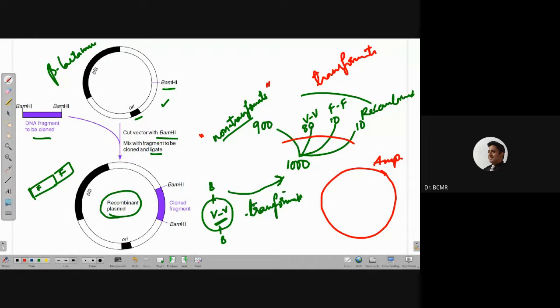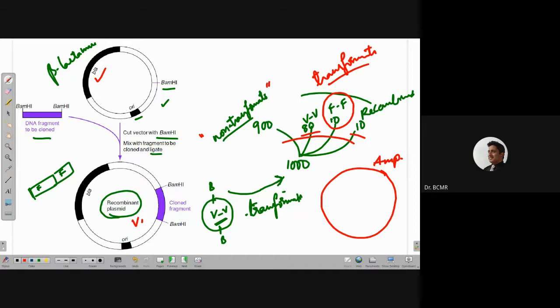What will happen to the transformants? Among the transformants, fragment transformants will also die because they do not have the gene, the beta lactamase. Recombinants and vectors will survive because they have the beta lactamase gene. Where did they get the beta lactamase gene? They got it from the vector, right? The vector has the beta lactamase gene, or the antibiotic resistance against ampicillin.